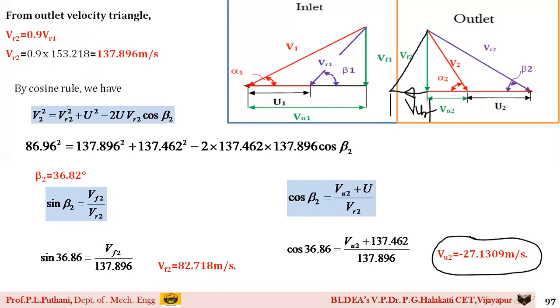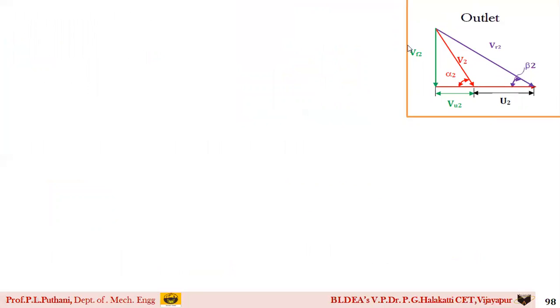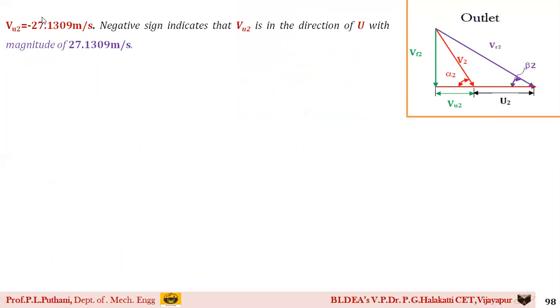Please keep in mind, the value of VU2 is representing the magnitude, and if it is a negative value, you should change the direction of V2 and redraw the outlet velocity triangle once more. Then only the marks will be awarded to you. Otherwise, you lose the marks. So I redraw the velocity triangle once more, and this is the outlet velocity triangle which we had assumed initially. As I have said, the negative sign is indicating that VU2 is in the direction of U. Therefore, the magnitude remains the same itself.